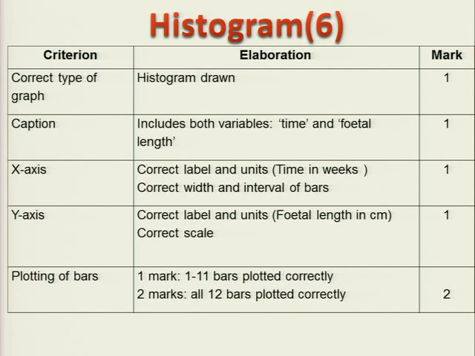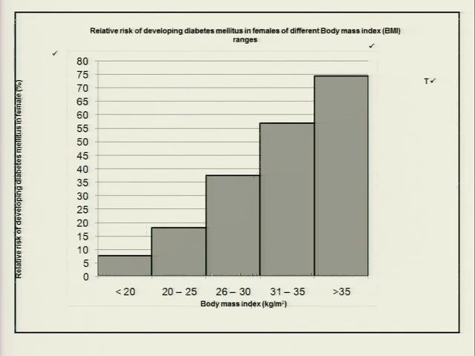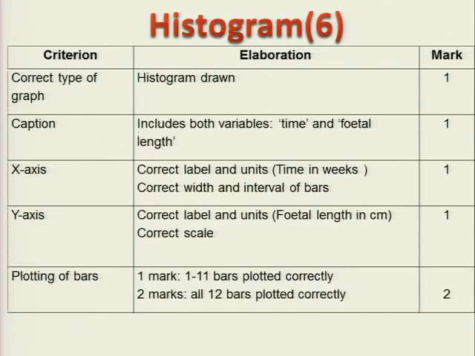Plotting of bars, depending on how you plot them, 2 marks. Let's go to the 2 marks. All 12 bars plotted correctly, then you get your 2 marks. If 1 is plotted out of 11, then you get your 1 mark. And this is more or less how the histogram is going to be.